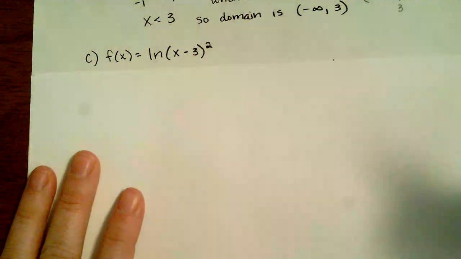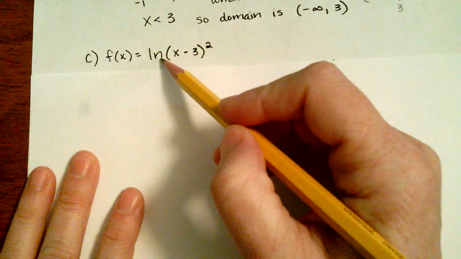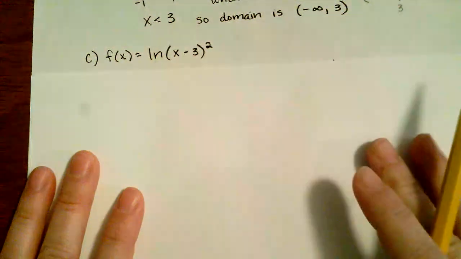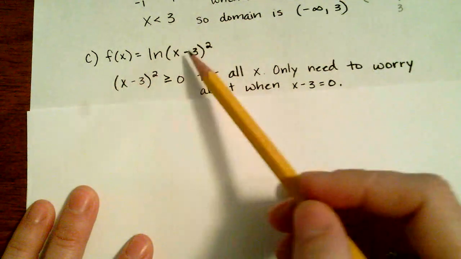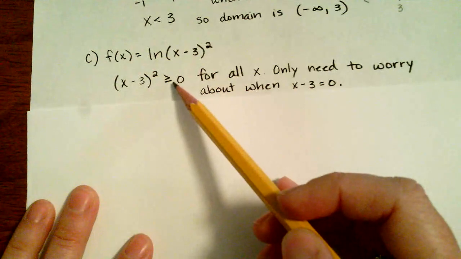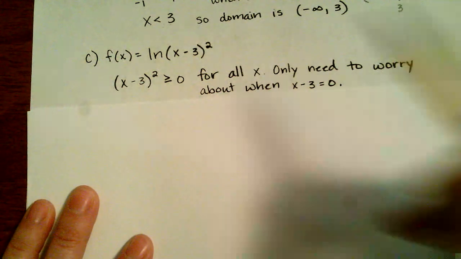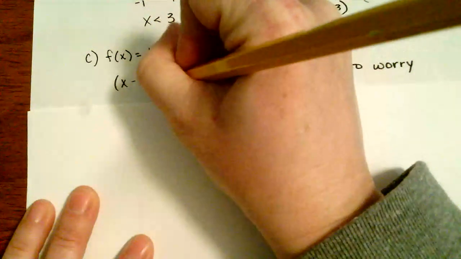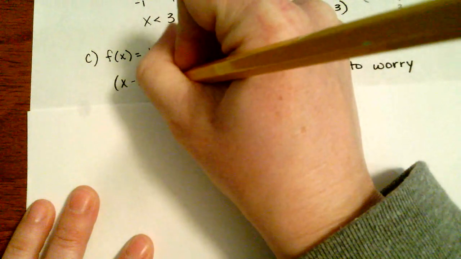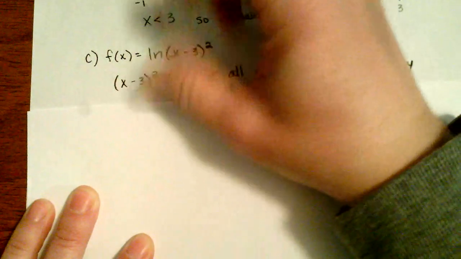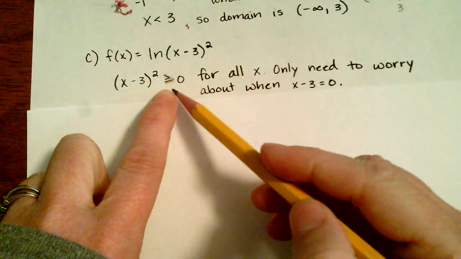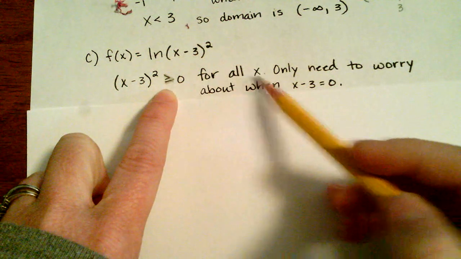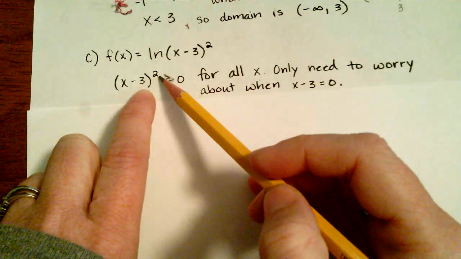Okay, our next one, I have f of x equals the natural log of the quantity x minus 3 squared. So we are looking for our argument, x minus 3 quantity squared, to be greater than 0. I'm sorry, this is a typo. Oh, it's not a typo. I'm sorry. You need to think this value, x minus 3 quantity squared, is greater than or equal to 0 for all x. Okay, because anything squared is going to be a positive value.